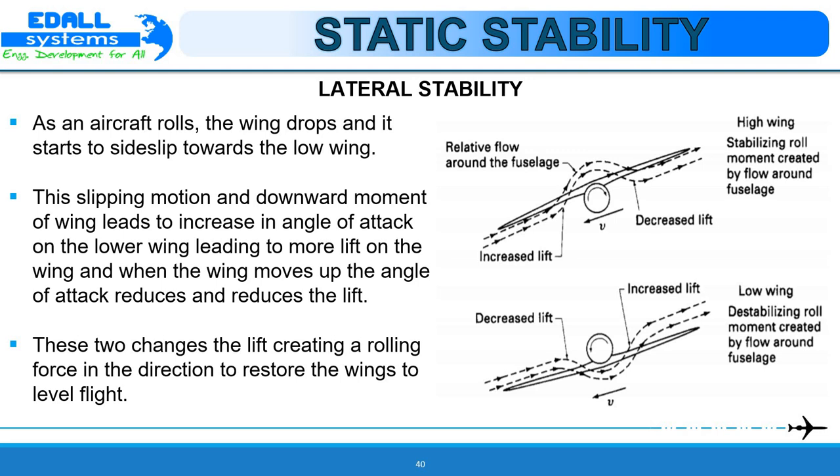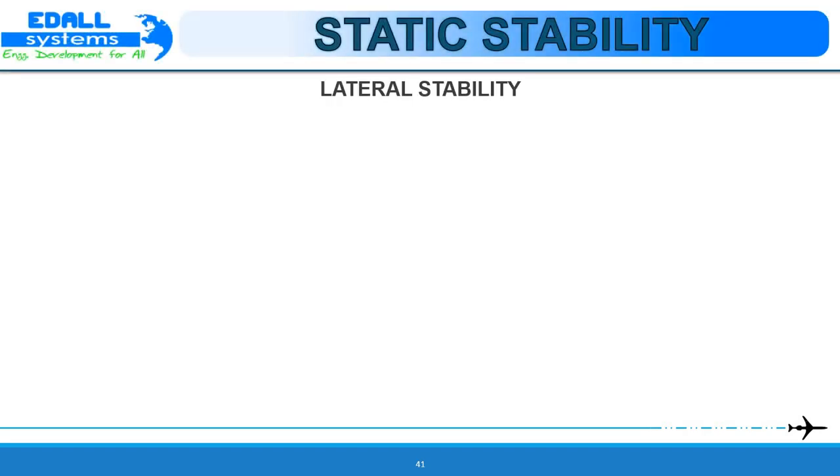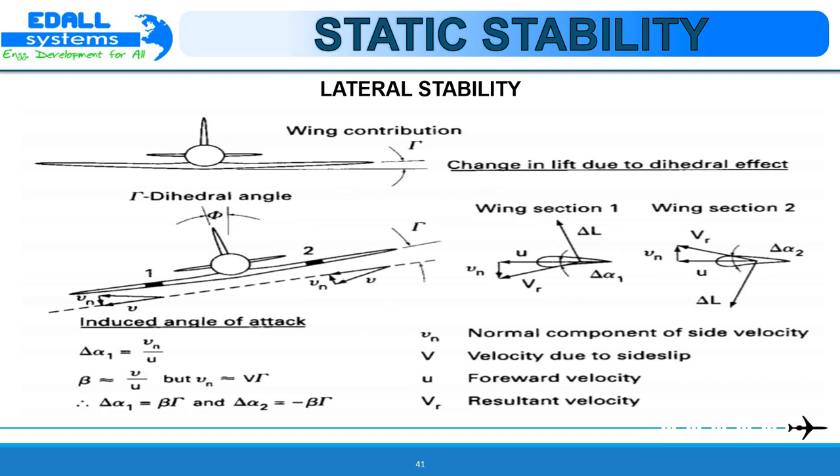The contribution to dihedral effect from the vertical tail is produced by the side force of the tail due to side slip. The side force on the vertical tail produces both a yawing moment and a rolling moment. The rolling moment occurs because the center of pressure of the vertical tail is located above the aircraft's center of gravity. The rolling moment produced by a vertical tail tends to bring the aircraft back to a level attitude. In addition, lift is created on the downward moving wing by the change in angle of attack produced by the side slipping motion.